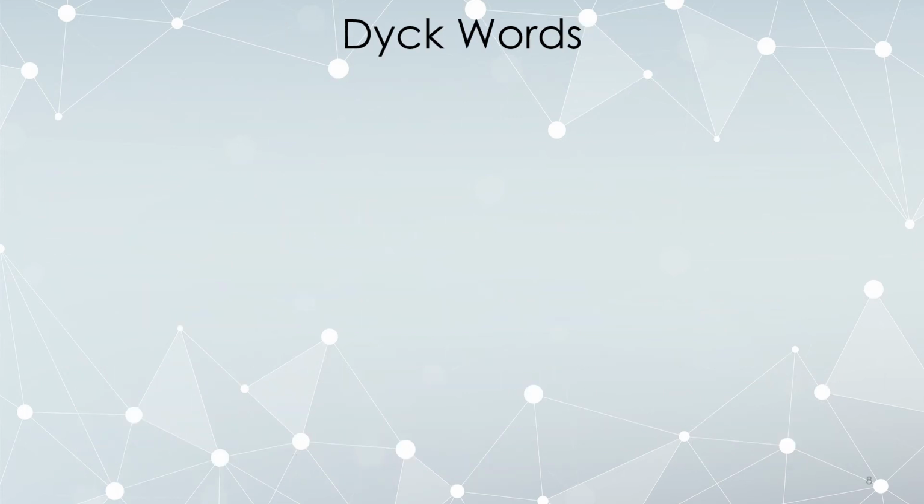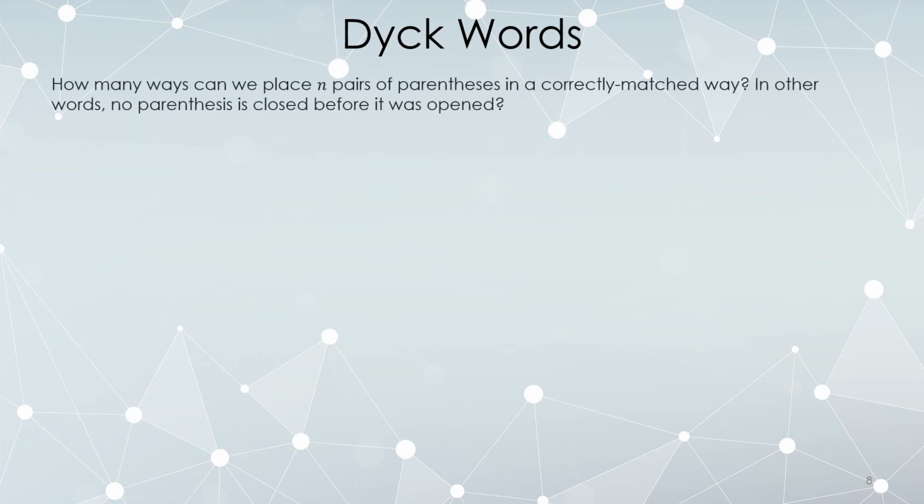Let's move on with a study of what are called Dyck words. How many ways can I take n pairs of parentheses and list them out in a correctly matched way? And what do I mean by this? What I mean is you're not allowed to close a parenthesis before it was opened.